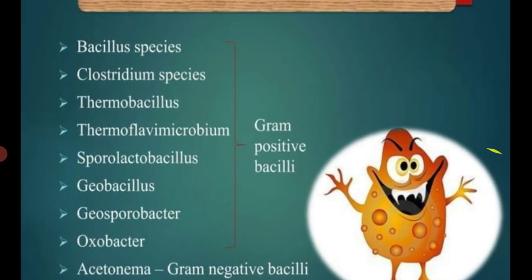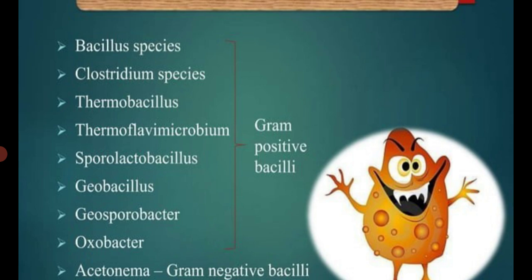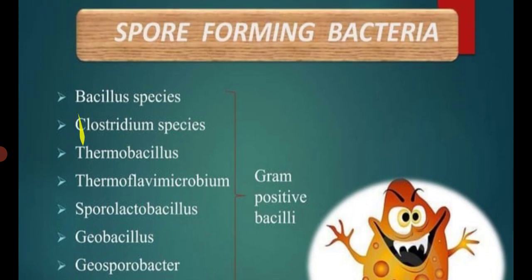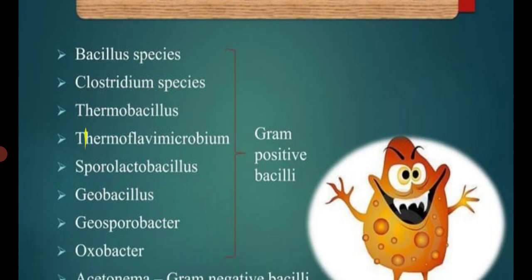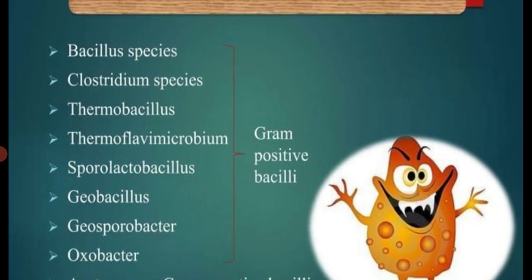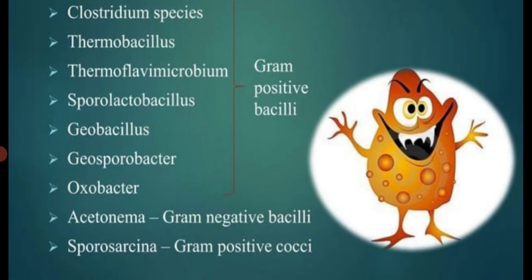Here in this slide, there is a list of spore-forming bacteria. These are Bacillus species, Clostridium species, Thermobacillus, Thermomicrobium, Sporolactobacillus, Geobacillus, Geosporobacter, Oxobacter, Acetonema, which is a gram-negative bacillus, and Sporosarcina, which is a gram-positive coccus. These are some examples of spore-forming organisms.